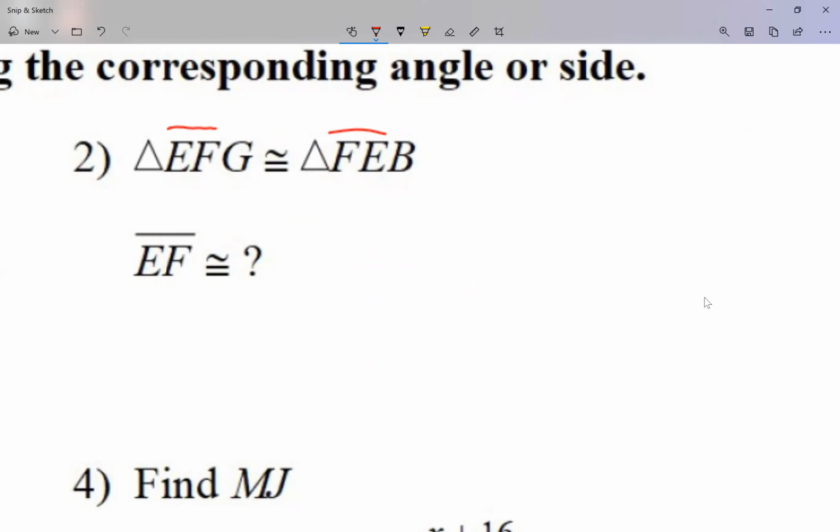So order matters. If I'm choosing the first two letters on the left, you've got to choose the first two letters on the right. When it comes to sides, I'm going to use two letters. I could call this segment FE, or I could call this segment EF. When it comes to segments, I'm going to use those two letters. The order does not matter.